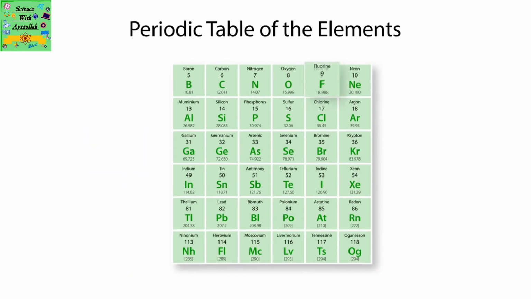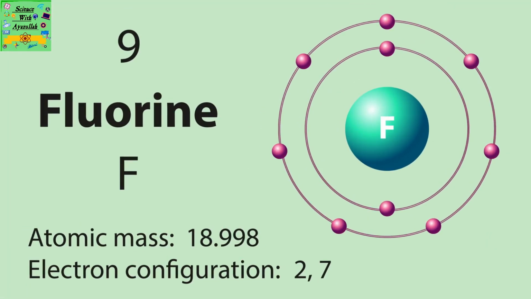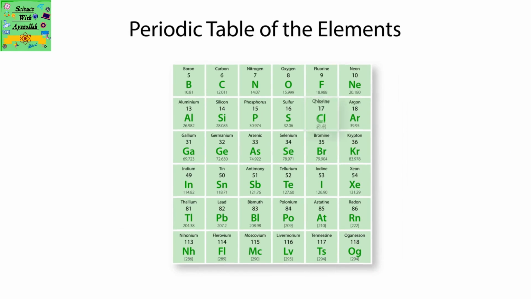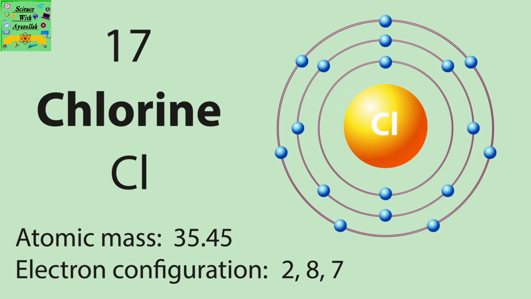The group includes fluorine, chlorine, and bromine. These elements have a number of properties in common. The first 2 elements, fluorine and chlorine, are gases at room temperature. Bromine is a liquid. The most reactive is fluorine, then chlorine. Bromine is the least reactive of the 3.